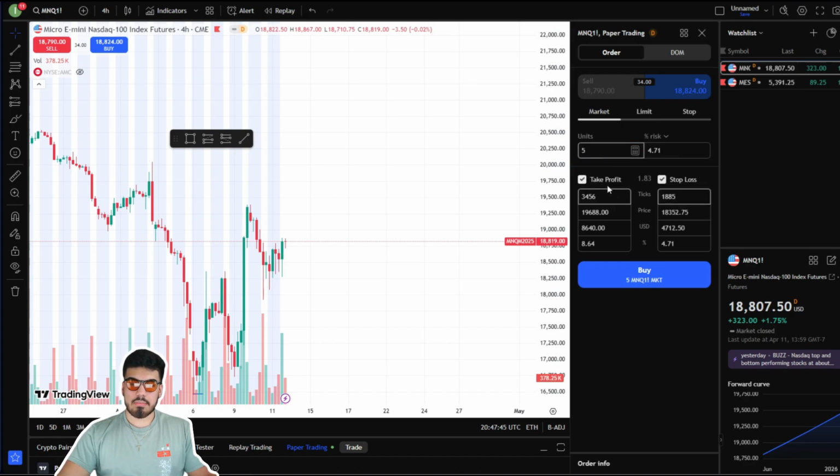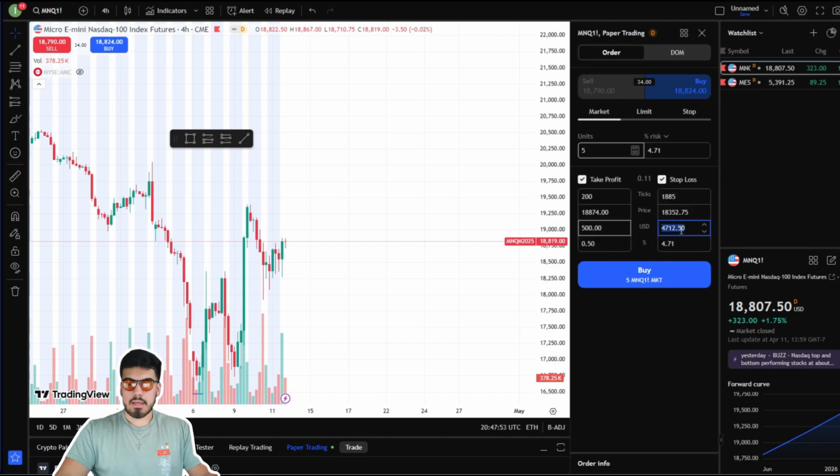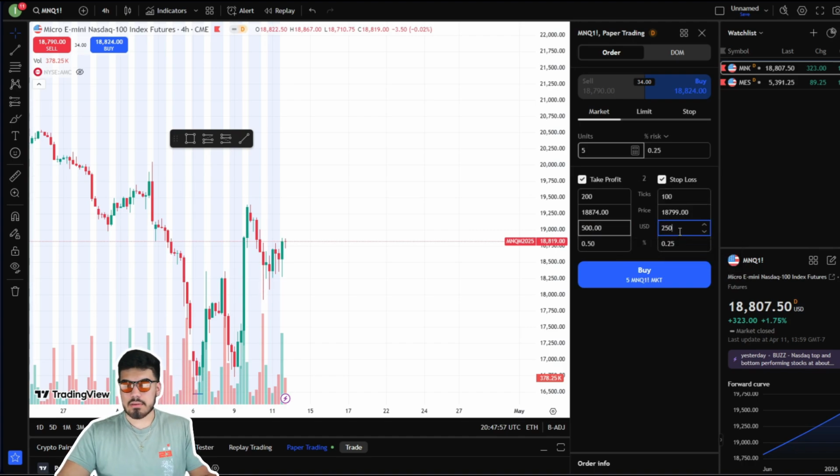Take profit, stop loss. Very simple. You have the USD dollars right there. You're going to be wanting to make 500 a day, minimum. Your risk is going to be 250 USD. Simple. I'm going to click the limit since I can't take a trade at the moment.